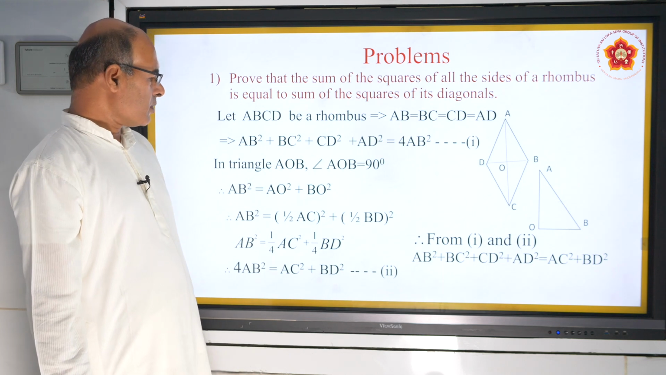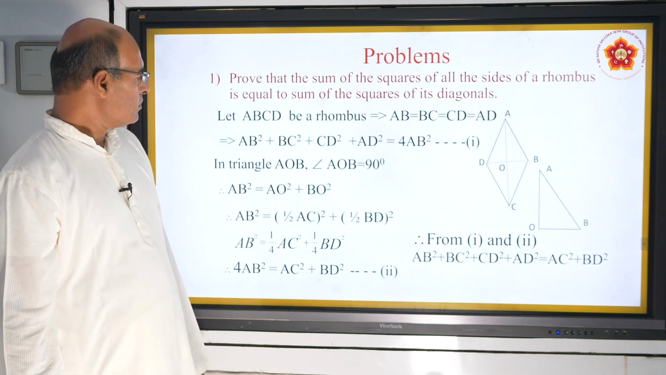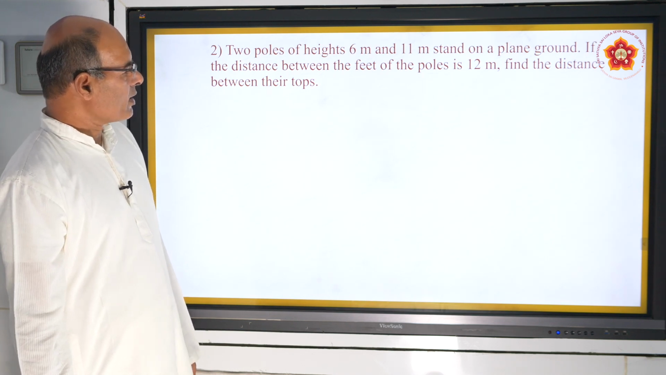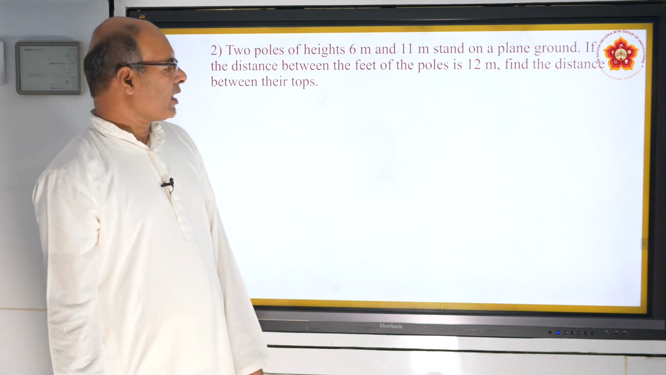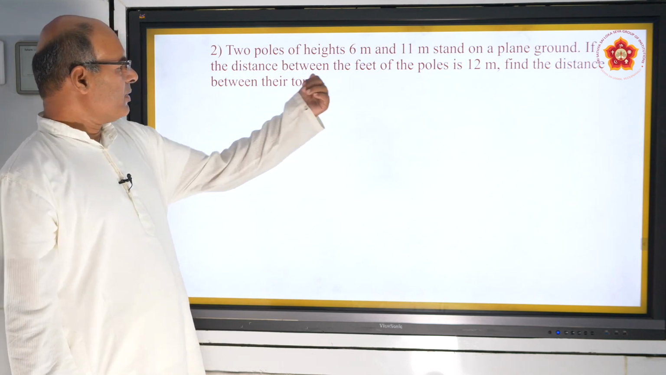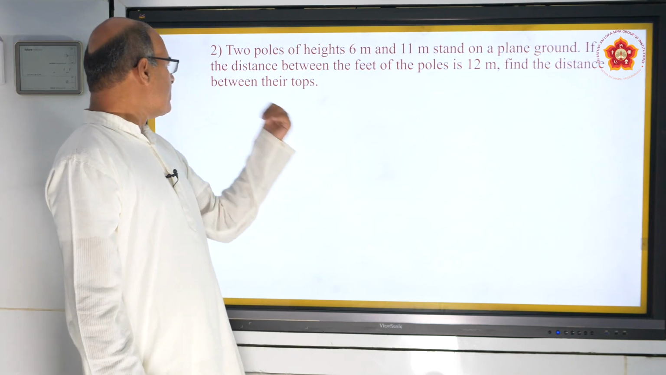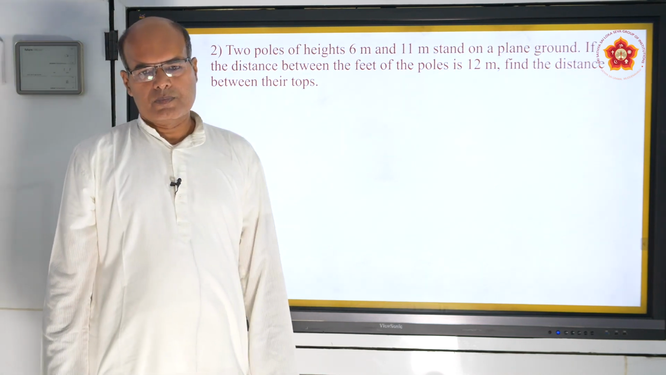Let's go to the next question. Two poles of height 6 meters and 11 meters stand on a plain ground. If the distance between the feet of the poles is 12 meters, find the distance between their tops.